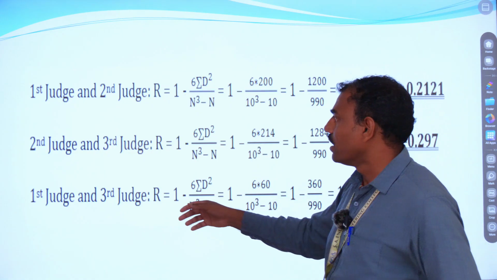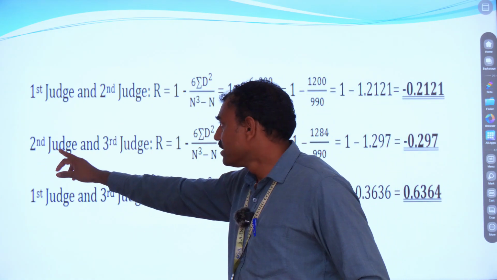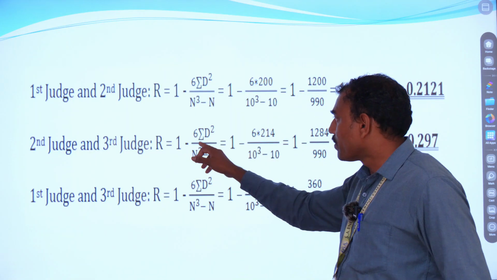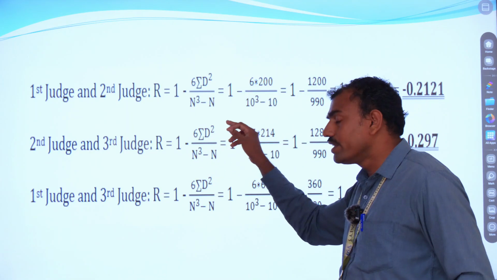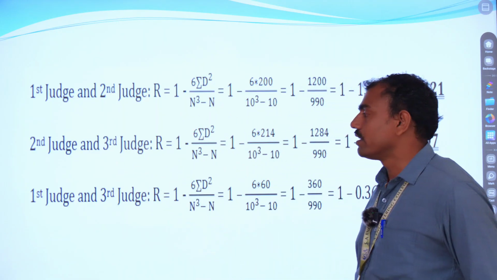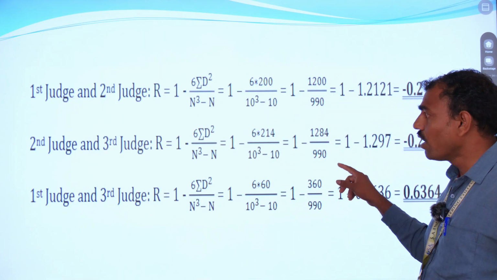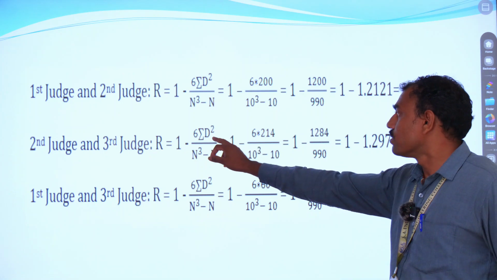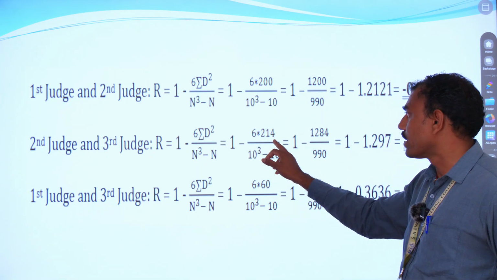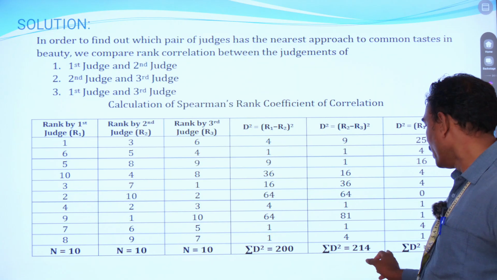The second one is the second judge and the third judge. So R equals 1 minus 6 into the summation of D2 squared, where D2 means judge 2 and judge 3, and D equals R2 minus R3. So 1 minus 6 into the summation of D2 squared, which equals 214.